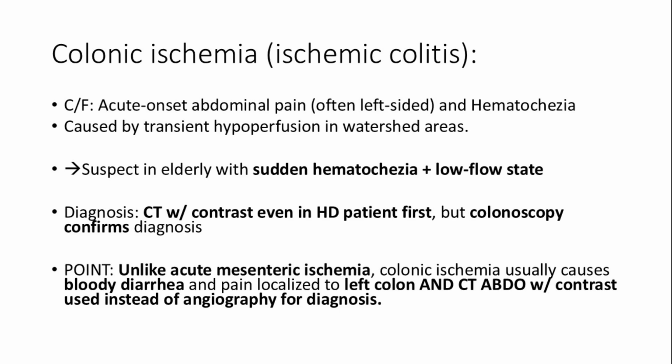For diagnosis, the initial imaging modality is a CT abdomen with contrast, even in patients on hemodialysis, to evaluate for bowel wall thickening and distribution of the disease. However, definitive diagnosis is confirmed with colonoscopy, which can directly visualize the ischemic changes. An important distinction to remember: unlike acute mesenteric ischemia, which presents with severe pain out of proportion and requires angiography, colonic ischemia typically causes bloody diarrhea and pain localized to the left colon. In these cases, CT with contrast is the preferred imaging modality, not angiography.